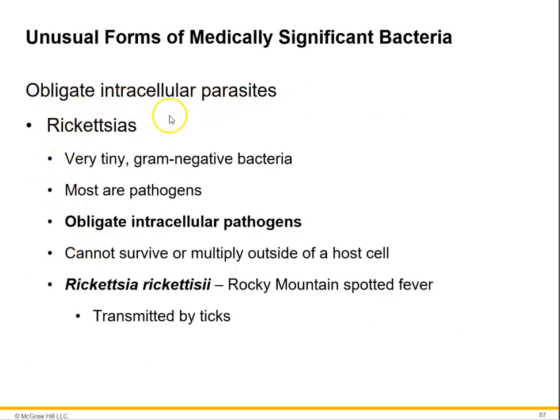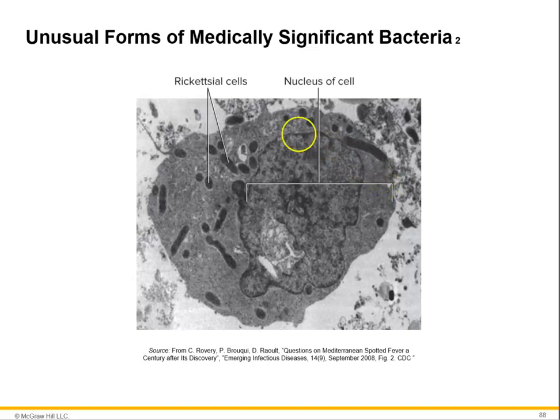Obligate intracellular parasites, I already mentioned, the rickettsias. These are very tiny gram-negative bacteria that are obligate intracellular pathogens, so they cannot survive outside of the host cell. Rickettsia rickettsii is what causes Rocky Mountain spotted fever, and this is transmitted by ticks. We'll learn about this more later. Here is an example of a cell that has been infected with rickettsial cells. You can see the smaller kind of ovoid shapes here being the cells of rickettsia.